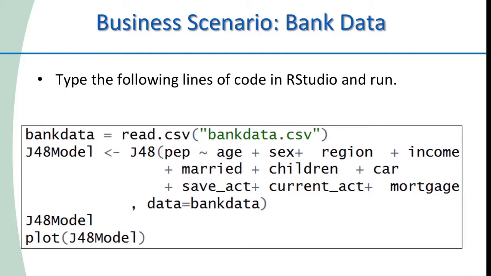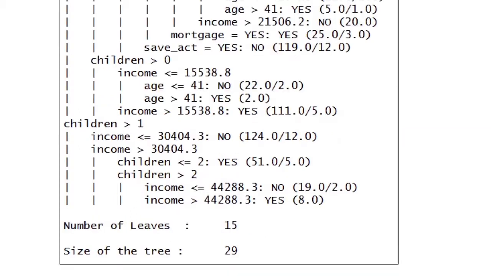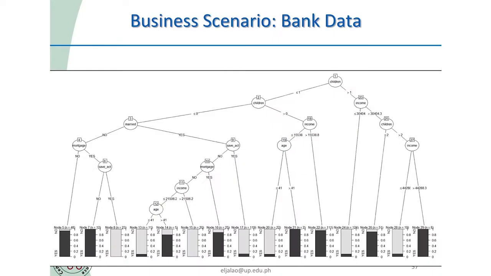So again, the first line is to read the data, and we use the J48 command to predict PEP from all other predictor variables. We output the model using the plot J48 model, and we get this value. Yes, you can see this is a very useful decision tree. However, some people didn't like this because it might be too bushy or very hard to read.